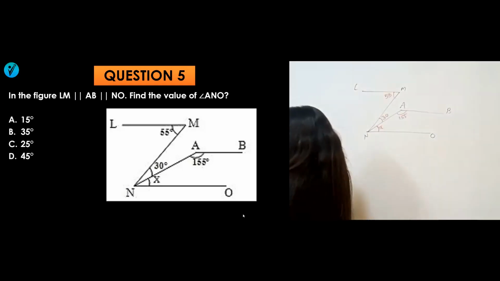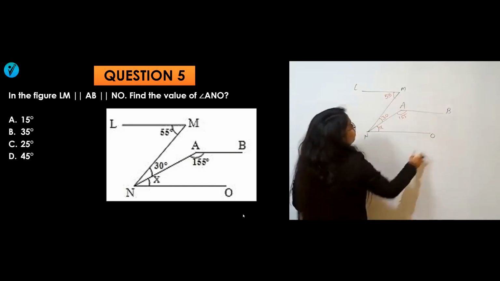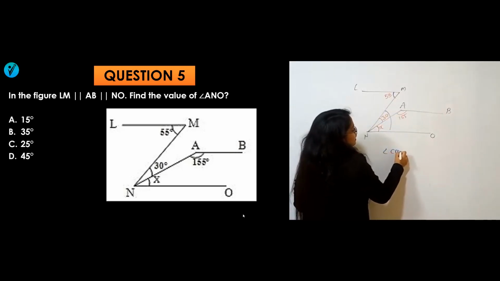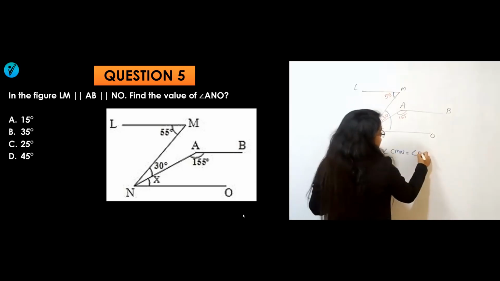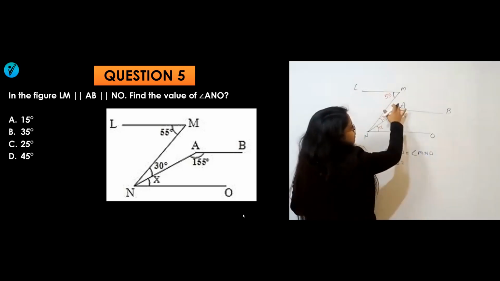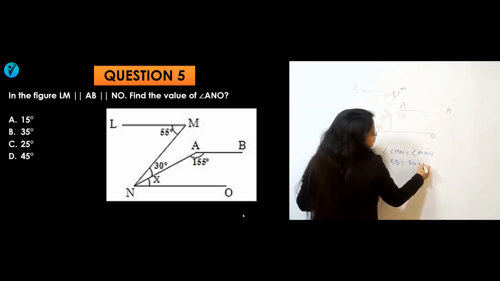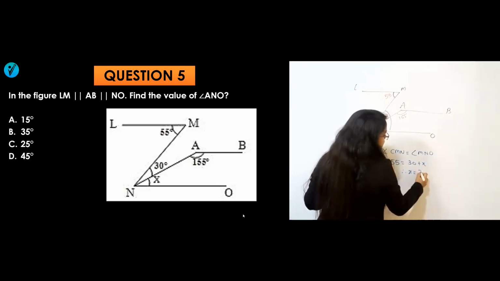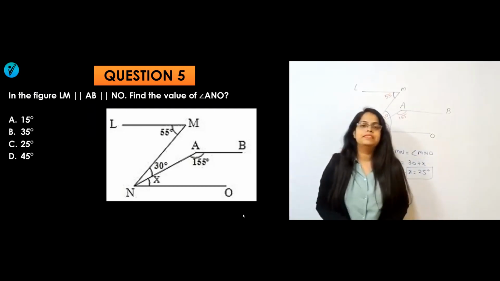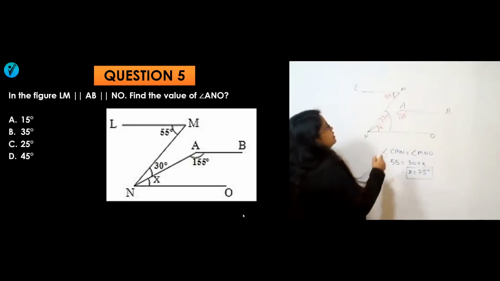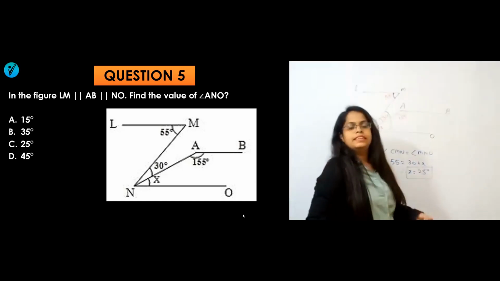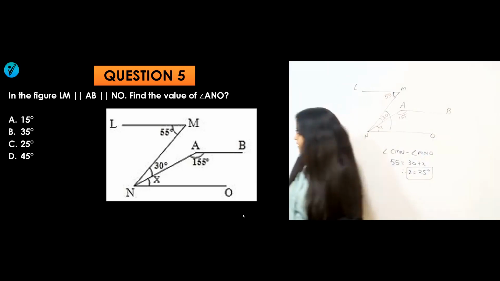Now, if these are parallel, LM is parallel to NO. So can I say that this angle and this angle will be equal? That means angle CMN is equal to angle MNO. Is it? So CMN is equal to 55, which is equal to MNO, which is equal to 30 plus x. So of course the value of x will be equal to 55 minus 30. That means 25 degrees. So the answer will be option number C. Actually this was an oral based question. You can see here itself, this is 55. So this 30 plus what is equal to 55? 25. That's it. Easier. Now let's go for the next question.